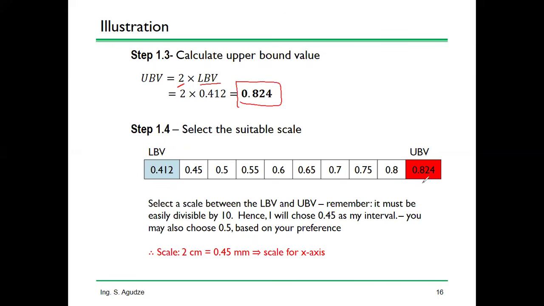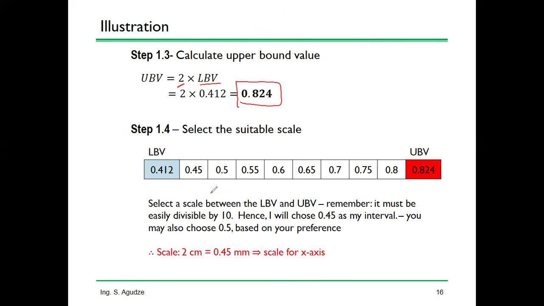So the scale you select should be within this range. As I said, don't take complex numbers, because any number greater than 0.412 and less than 0.824 is possible. But don't choose values that will make plotting difficult. Make sure you choose simple rounded figures. That's why I've listed 0.45, 0.5, 0.55, 0.6, 0.65, 0.7, 0.75, 0.8. They're all within this range. And as I said, the lower bound value will give you the biggest graph, and the upper bound value will give you the smallest graph.